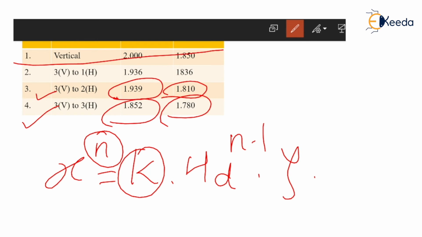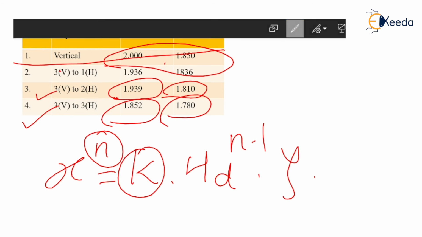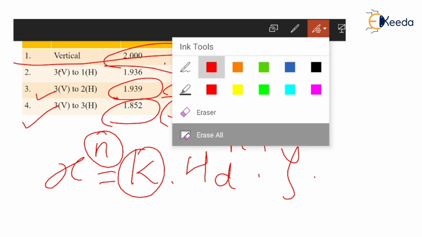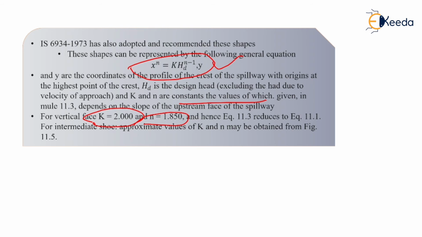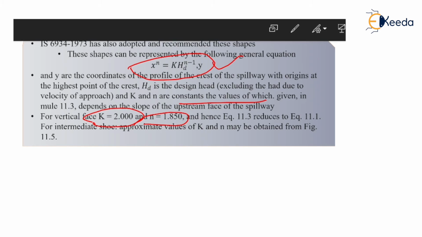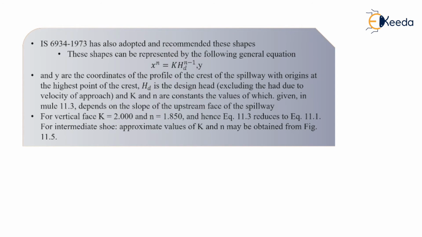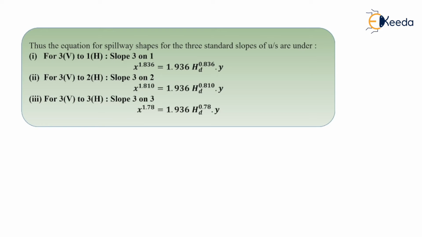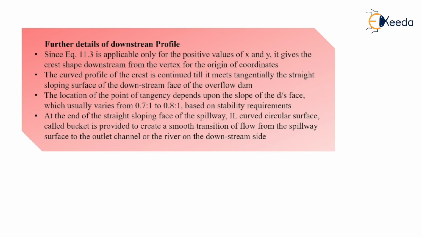But remember, when the upstream face is vertical, your equation remains the same. K value is 2 and your n value is 1.85. Okay, so this is when you have the upstream face as a slope. Here you can see which equation you have to adopt.